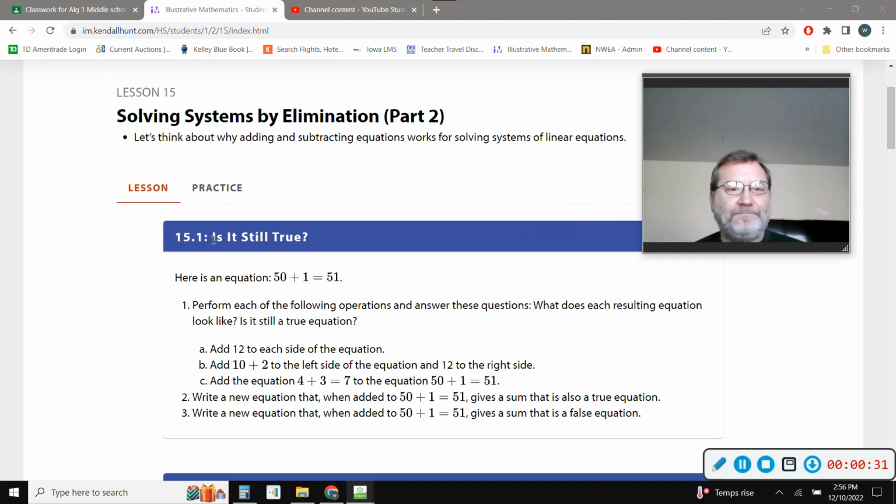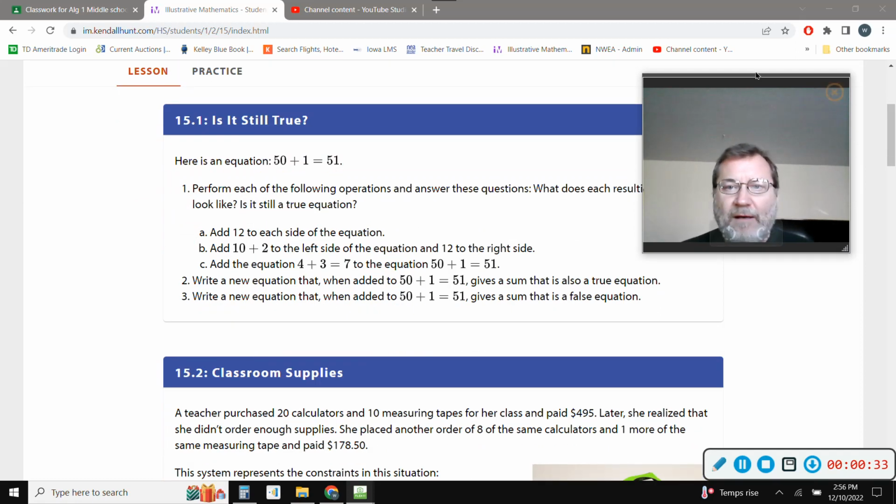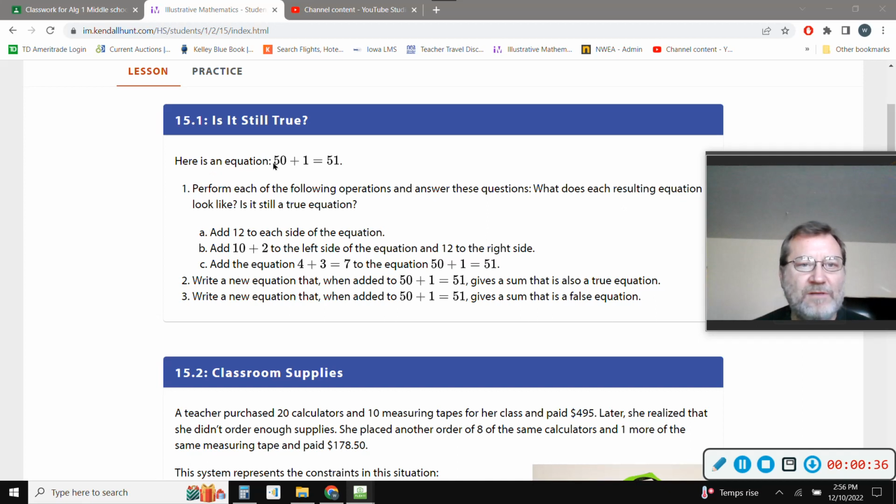So they're starting out. Is this still true? Here's an equation: 50 plus 1 equals 51. Perform each of the following operations and answer these questions. What does each resulting equation look like? Is it still true? So we're going to look at this and see what's going on here. Add 12 to both sides of the equation. Add 10 plus 2 to the left side of the equation and 12 to the right side. Add to the equation 4 plus 3 equals 7.